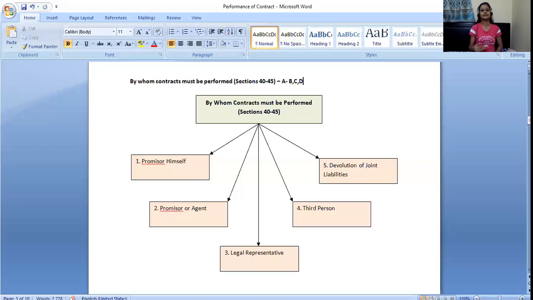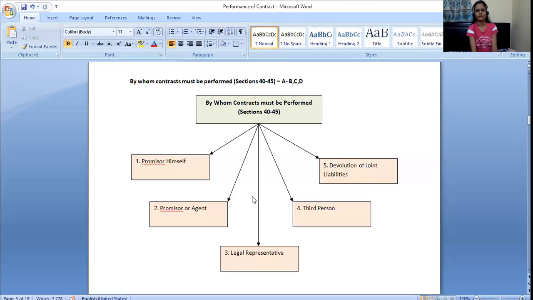And the last one is devolution of joint liability. When there is more than one person, all of them would be responsible, and after them, their legal representatives would be liable. So they will have a joint liability to perform that particular thing. Is this part clear? By whom should contracts be performed?